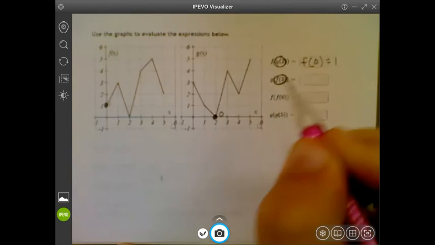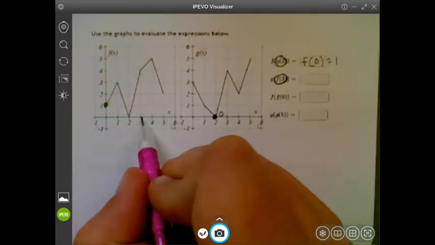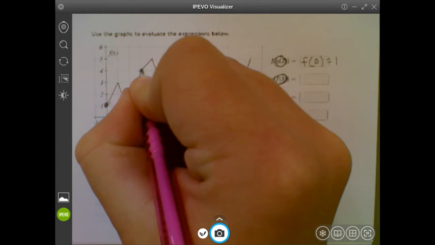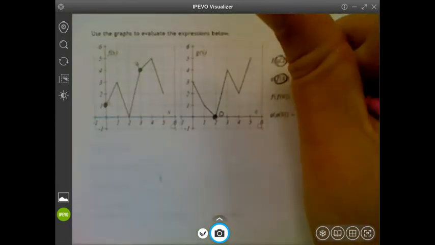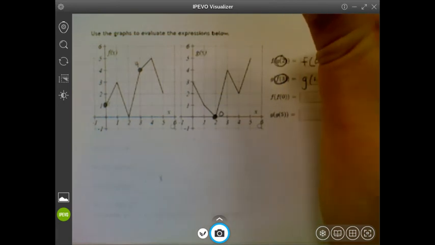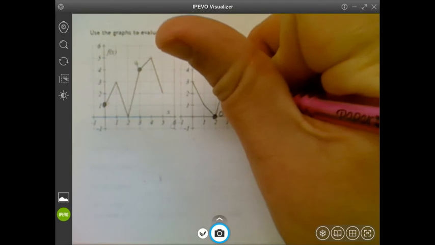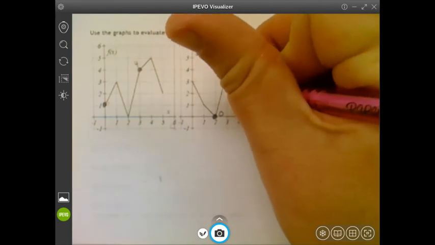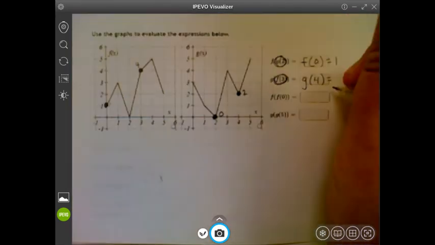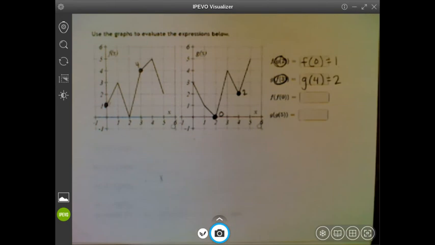All right, for g of f of 3, we're going to calculate f of 3 first. Here's 3 on the f graph. f of 3 would be 4. So we're going to plug 4 into the g function. Here's the g function at 4, and its value is 2. So g of 4 is equal to 2.